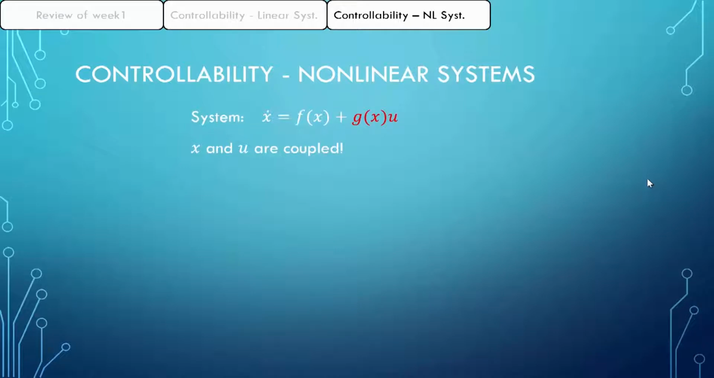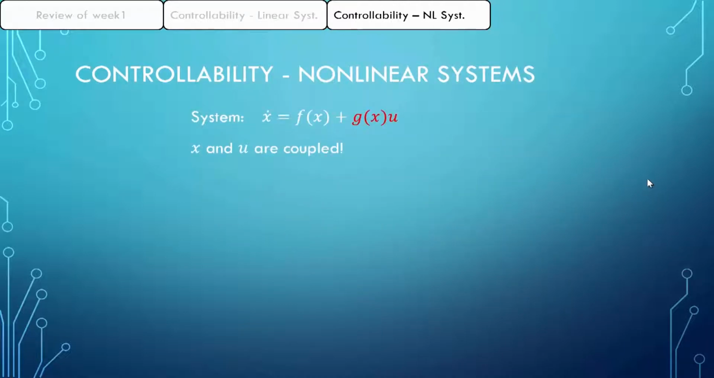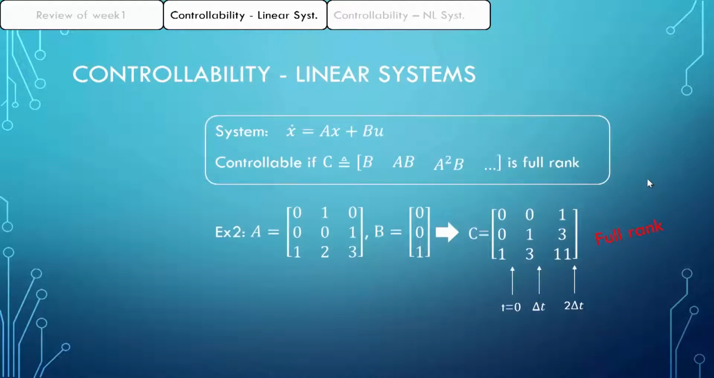systems? So the previous slides were for linear systems, controllability for linear systems. How about for nonlinear systems? It's more complicated. Why? Because in the previous slides, this guy is a constant, right? It's not a function of x.